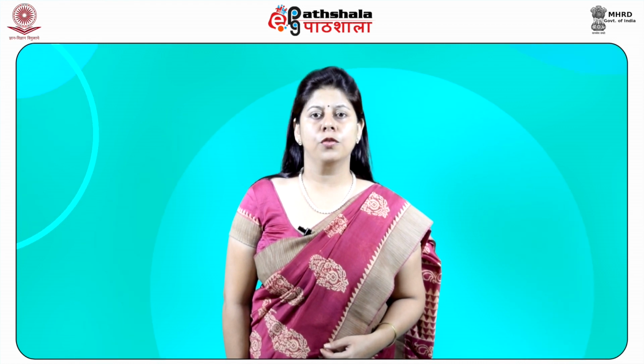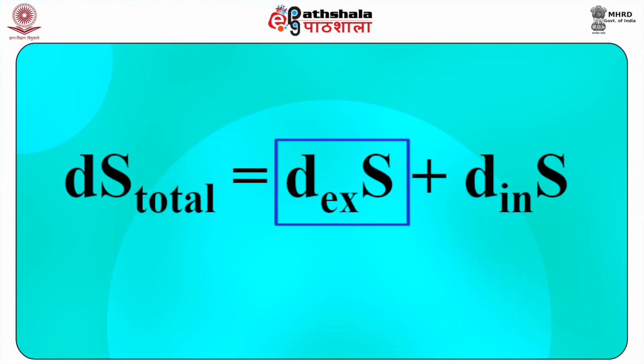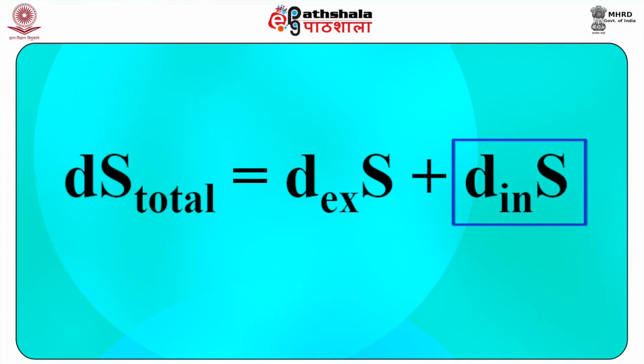Now we'll see the postulates of irreversible thermodynamics. The total entropy change, dS, of a system can be expressed as the sum of entropy change arising from the system and its interaction with the surroundings. Therefore, we can write dS total is equal to dS external plus dS internal, where dS external is the entropy change due to surroundings or external system, and dS internal is the entropy change within the system, that is, internal system.